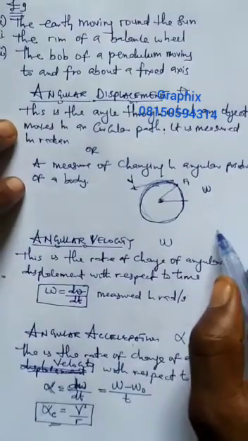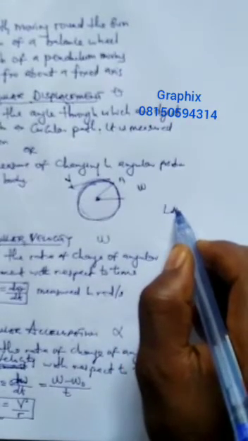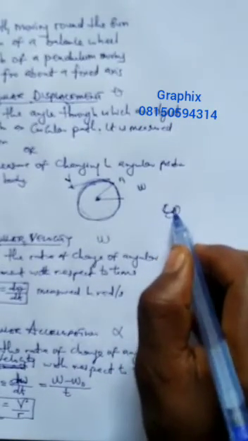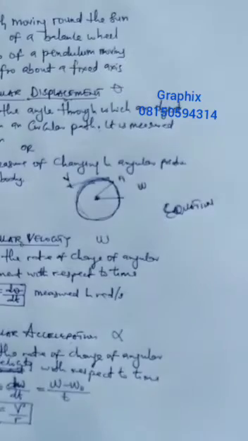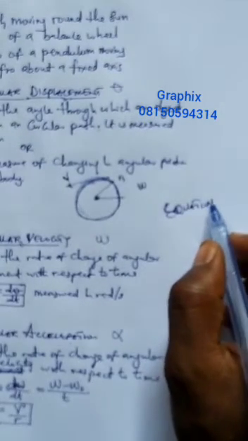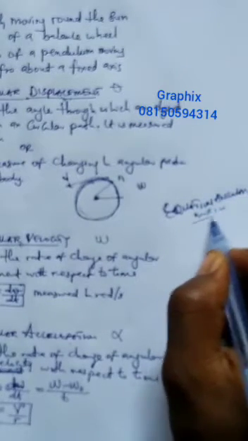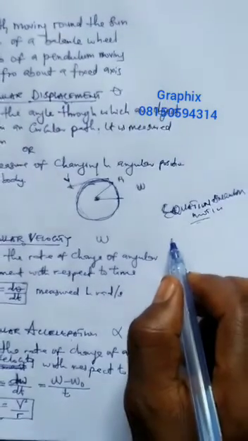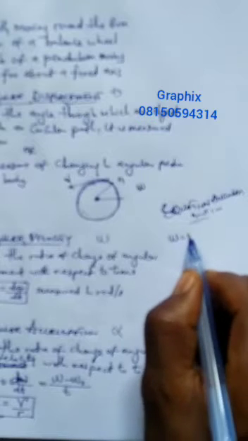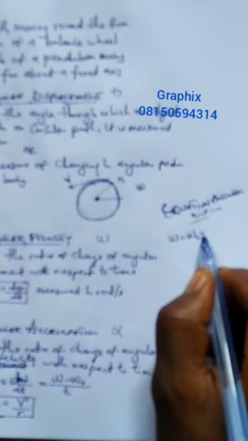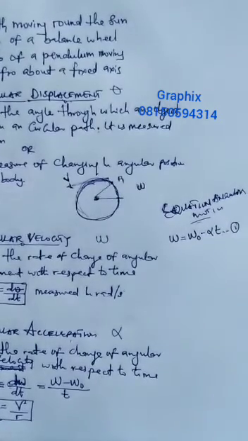Just like we have the laws of motion, the equations of motion, we also have the equations of angular motion. Is that okay? So the equation of angular motion says that my final angular velocity is equal to what? Initial angular velocity minus what? Angular acceleration times time. That is equation 1.